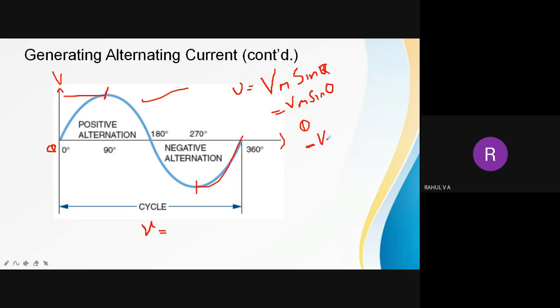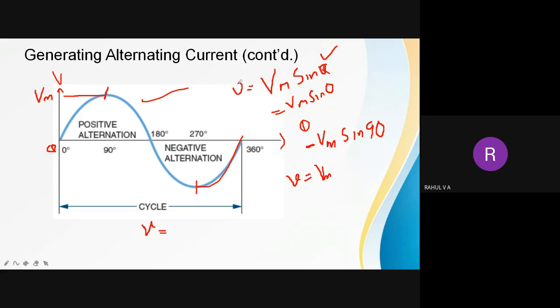Okay. Next, if you check what is the instantaneous value at 90 degrees, it is Vm sin 90. So what is sin 90? Sin 90 is actually 1. So it is Vm. So this peak value is Vm actually. So that is how this equation comes.